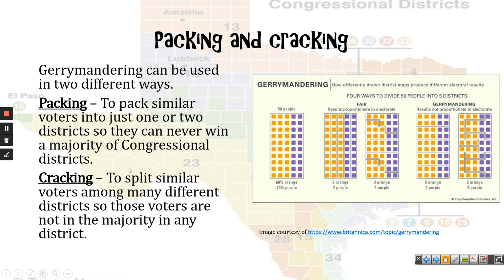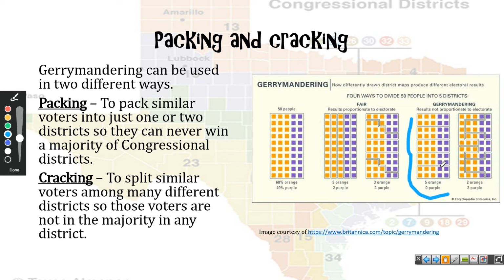The other term is called cracking, and it's basically the opposite, where you crack up groups into various different districts. And it's under the gerrymandering category. The one on the left shows cracking, where these purple voters, even though you could find a way to put them into majority districts, are actually cracked up into 5 different districts. So these 20 voters are scattered among 5 different districts, so there's never a majority in any single district. And that is called cracking.